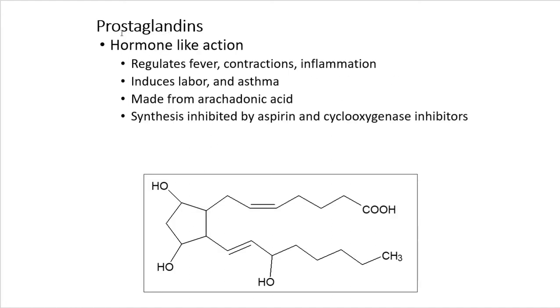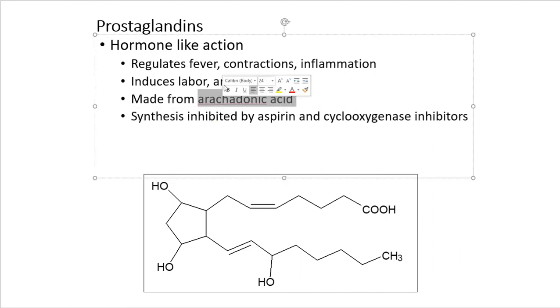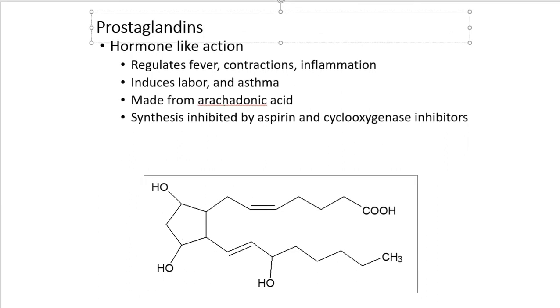Hormones like the prostaglandins are very important to regulate fever, contraction, inflammation, induce labor, and asthma. They are made from arachidonic acid. Then, from the arachidonic acid, you can produce the prostaglandin. It's a natural mechanism.